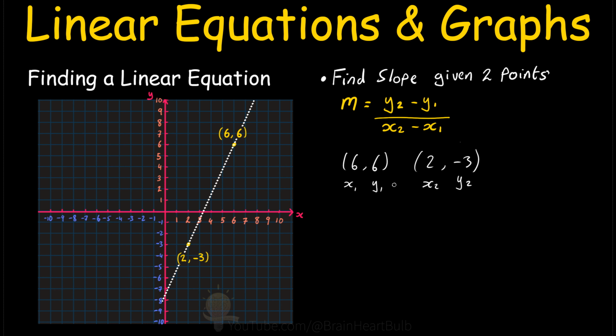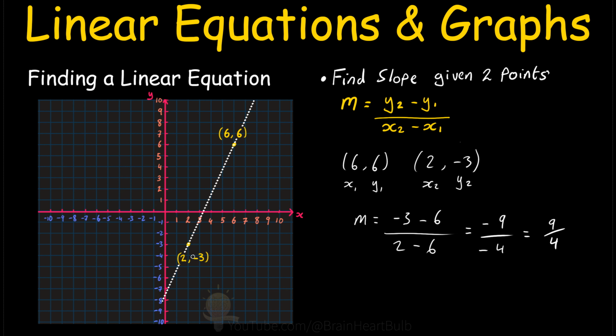Now it doesn't matter which way round the y1 and y2 is, or the x2 and x1 is, we'll still end up with the same gradient. So for y2 we have -3 minus y1, which is 6, divided by x2, which is 2, minus x1, which is 6. So our gradient becomes -9 divided by -4, which equals 9/4.